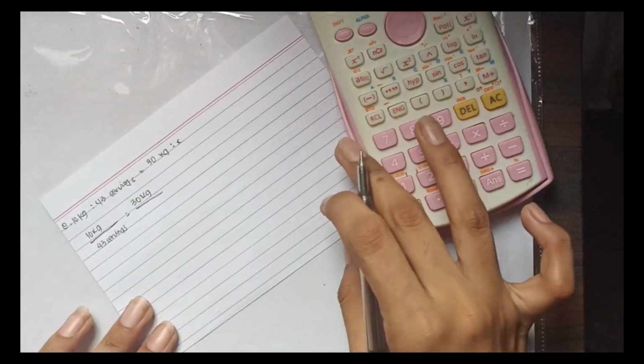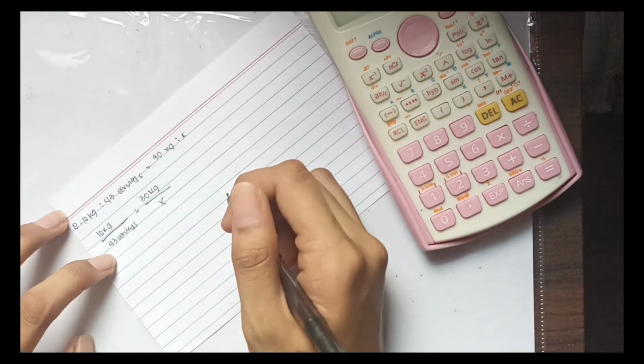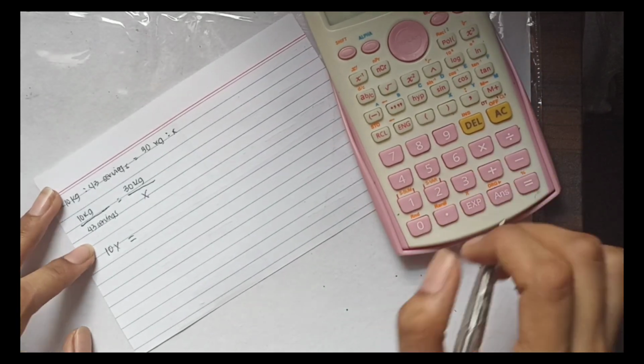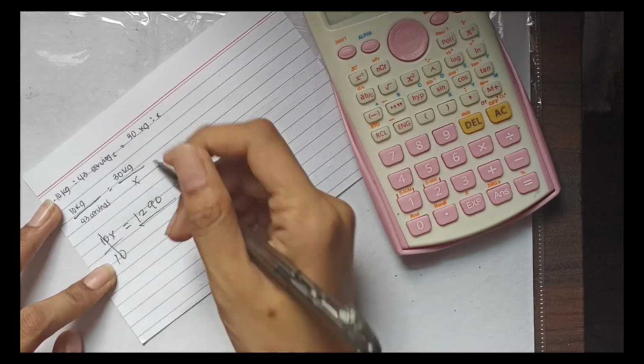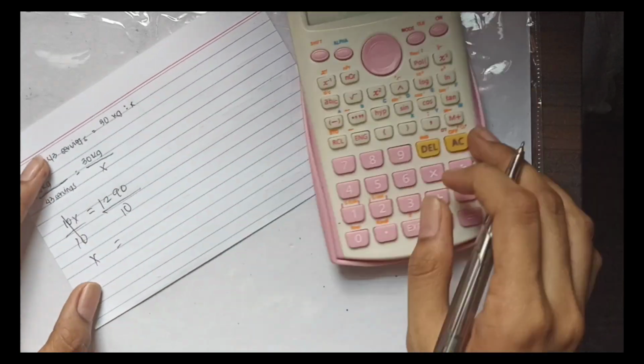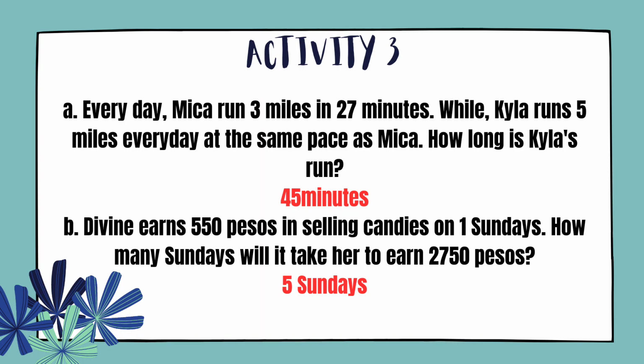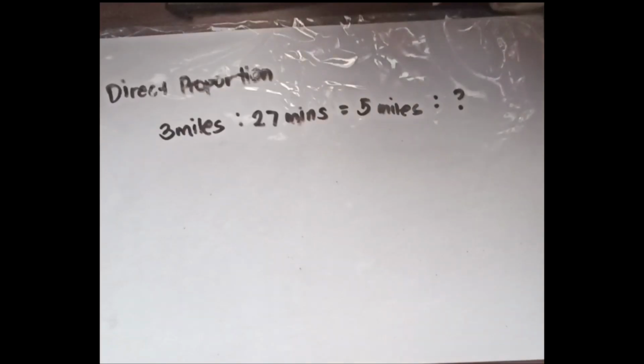For letter E, 10 kilogram times x is equal to 10x. 43 times 30 is equal to 1,290. Divide both sides by 10. The answer is 129. Let's answer activity number 3.